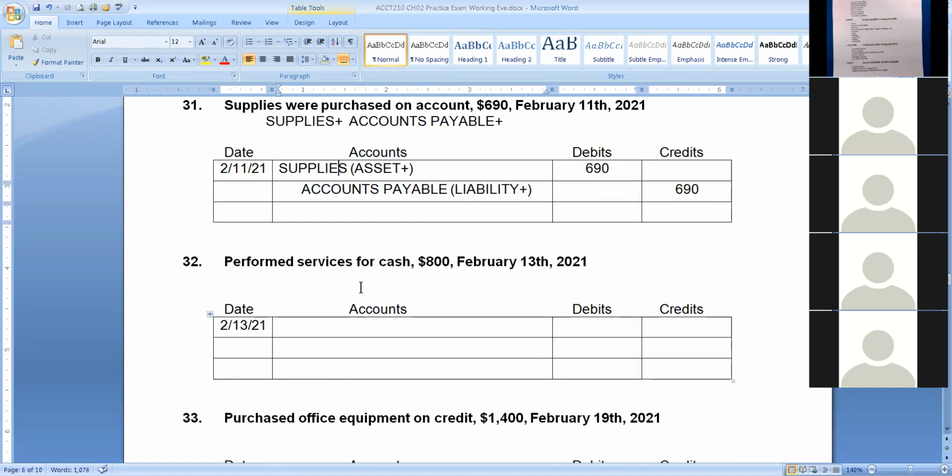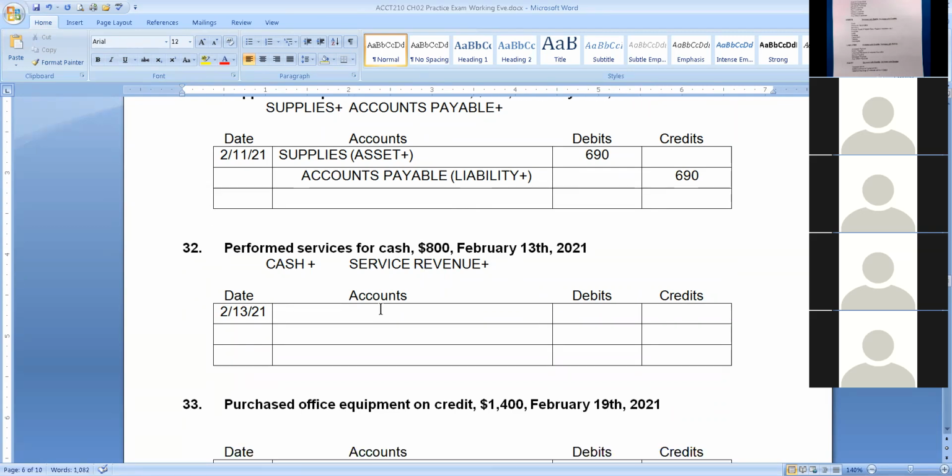Perform services for cash. What accounts? Is it cash and service revenue? Yep. Cash going up or down? Up. And service revenue always goes up. Yeah, that's right. Okay. So what's the journal entry going to be? Cash debit, service revenue credit. Yep.